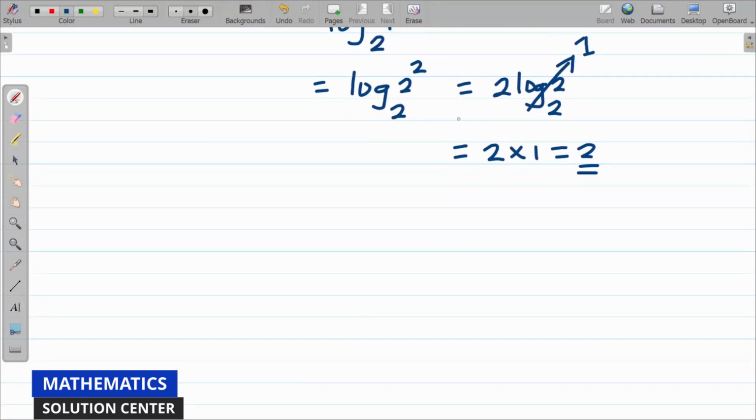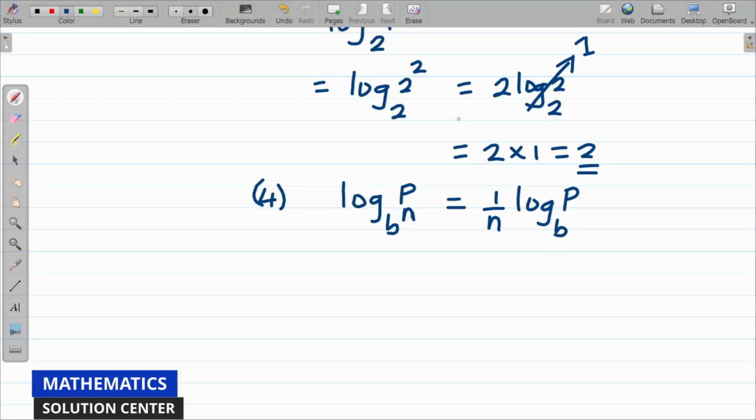So let's go to number 4 law. We can call this the power of the base. Take for instance, if I have log P, and then B raised to power n, so the base is raised to power n. Then the law says that n will go to the front, but you take the inverse, which is 1 over n, then log P base B. B remains, but the power of B goes to the front. So this is what we have.